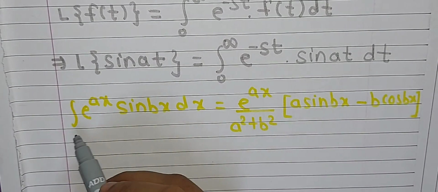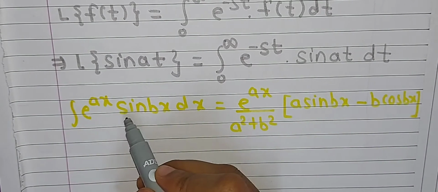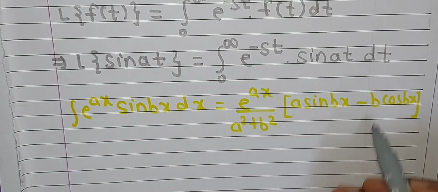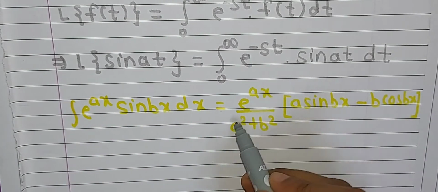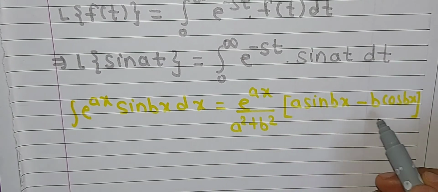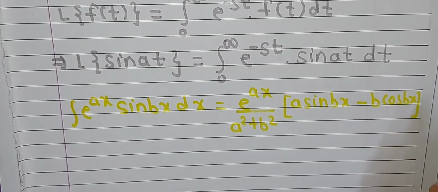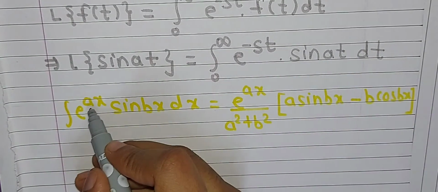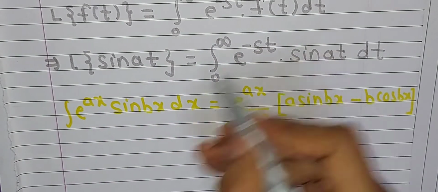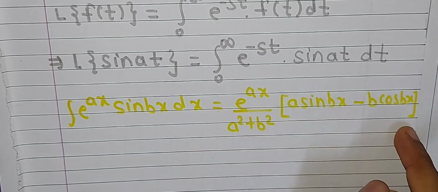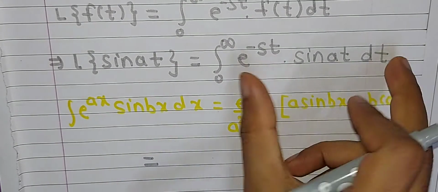That formula is: the integration of e raised to ax into sin bx dx is equal to e raised to ax divided by a square plus b square into a sin bx minus b cos bx. Okay, so here compare this integration with that integration. Here a is equal to how much? Minus s, and b is equal to how much? a. So with the help of this formula, we are going to solve this integration.